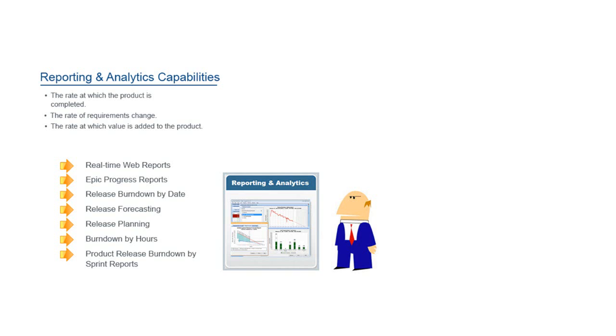Some of the reports and analytics recorded in ScrumWorks Pro include real-time web report, epic progress report, release burn down by date, release forecasting, release planning, burn down by hours, and product release burn down by sprint report.